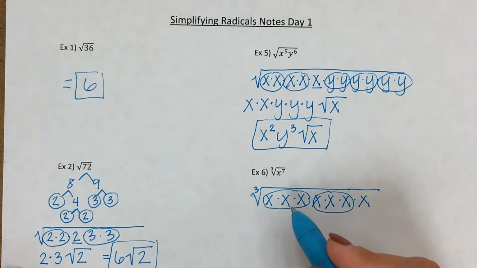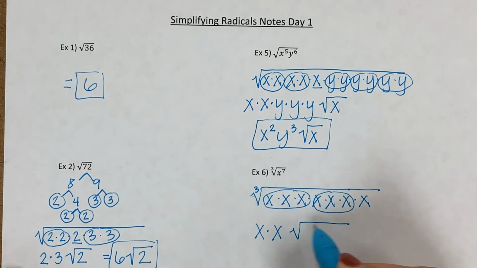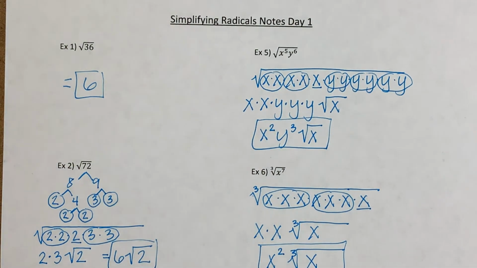Okay, so now anytime there's a group of 3, only 1 comes out. And now I rewrite my symbol with the 3. The x stays inside by itself because it was not grouped up. From here, we rewrite it to simplify. X times x is x squared, cubed root of x. That would be our final answer. And we'll do examples 3, 4, and 7 in class.